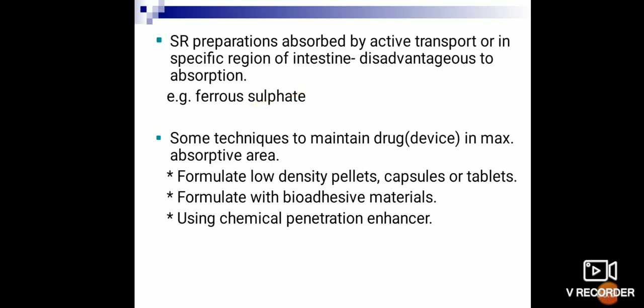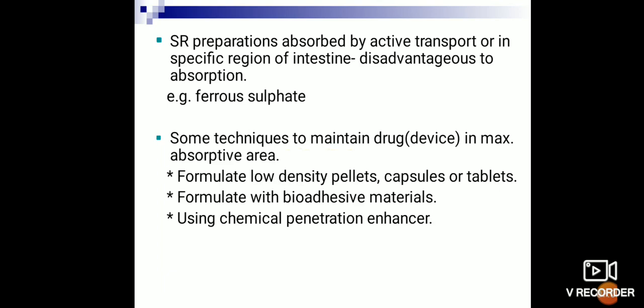So here the ferrous sulfate has an absorption property in a particular region, a particular area. So prepare according to that. You apply the approach of the manufacturing process according to the absorption area.